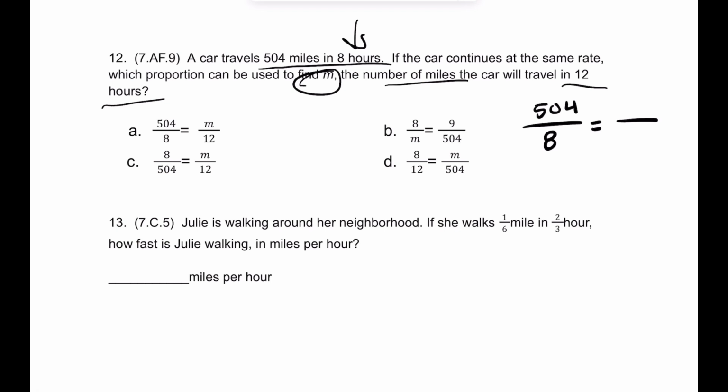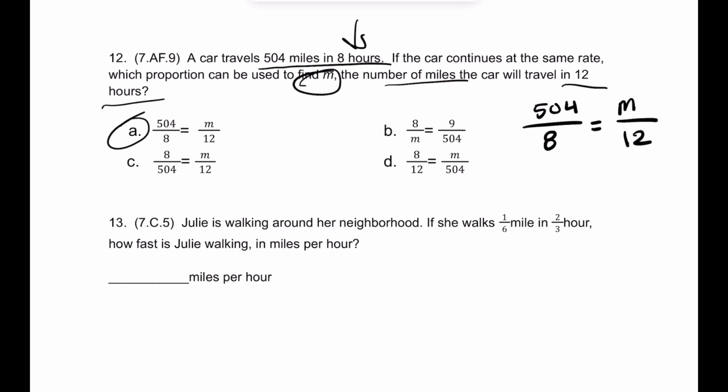Now, if I look at my first ratio, my hours is in the 8, which means my 12 hours has to be located at the bottom because I want to stay consistent with my labels. If I put hours at the bottom, I need to make sure that I keep all hours at the bottom. Okay. Now we don't know what the miles is here, so I go ahead and put M. Now if I look through here, I do have 504 over 8, which equals M over 12.